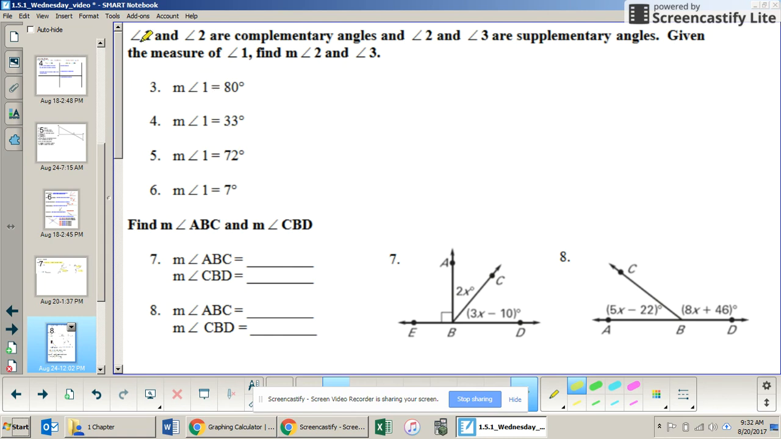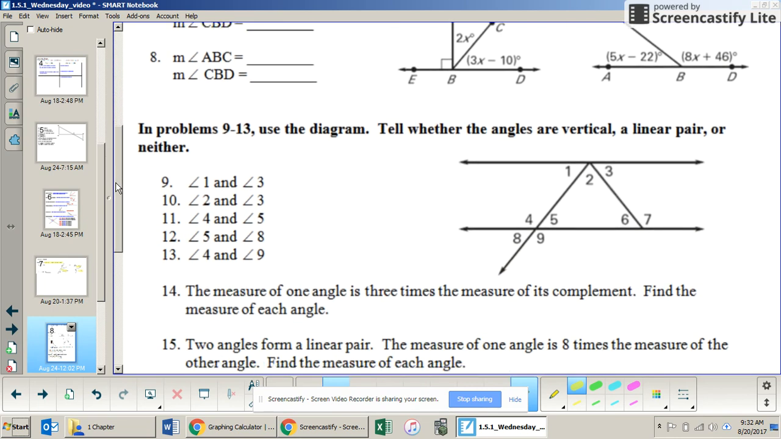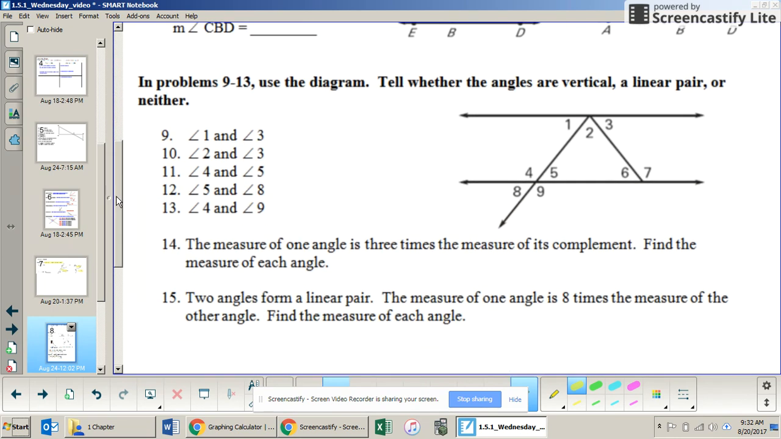You can find complements: if angles 1 and 2 are a complementary pair of angles, and angle 1 is 80, angle 2 would be 10. If angle 2 is 10, then its supplement would be 170. Okay? And there are plenty of other examples as we move down on this worksheet. So take some time, work on this worksheet, hit pause on your video. I'll reveal some of these answers, and we will take a look at that.